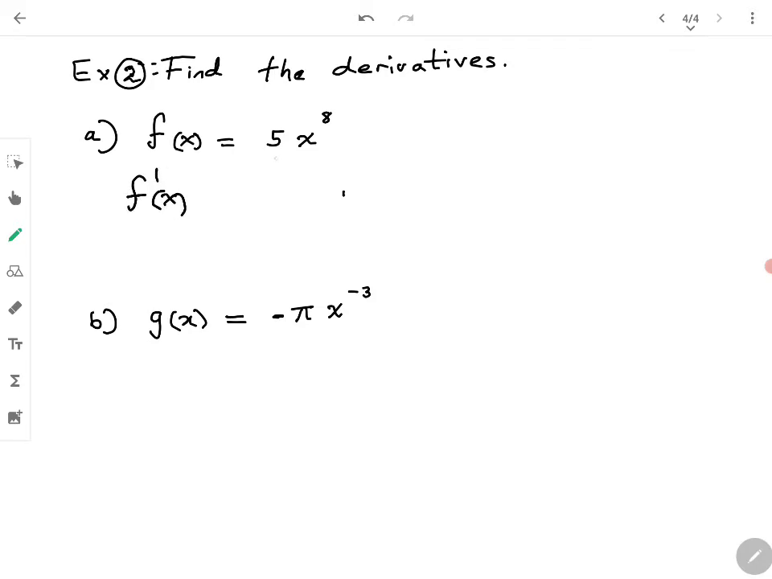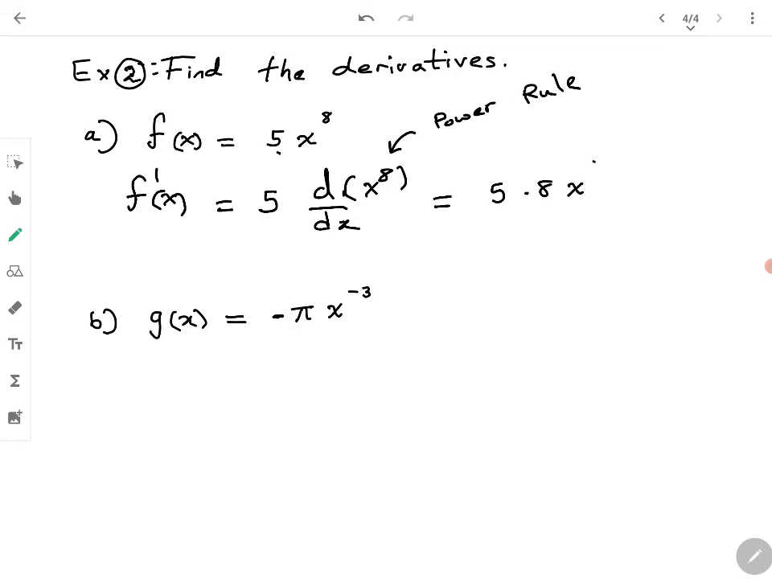you have a constant multiplied by a function. So you just keep the constant in front. Don't do anything to it. Just work on the variable part. So find the derivative of the variable part. Then finally multiply that derivative with the constant 5. So the derivative of x to the 8 you can find using the power rule. So bring the 8 down, subtract 1 from the power. So then simplify this whole thing. You have 40 times x to the 7.